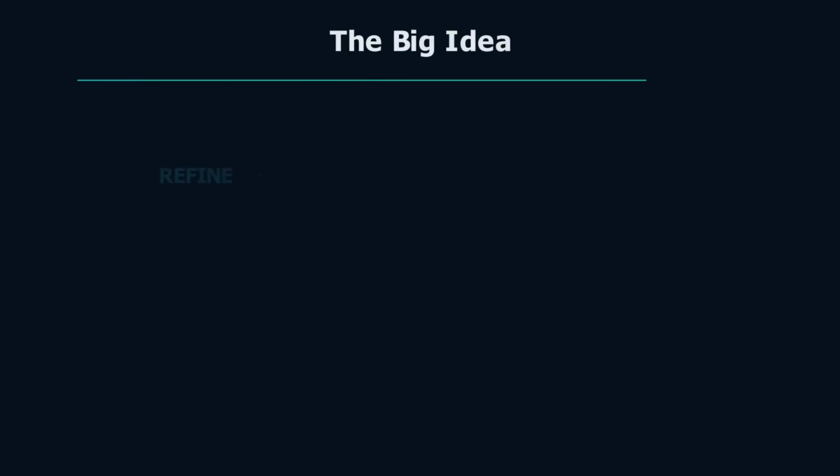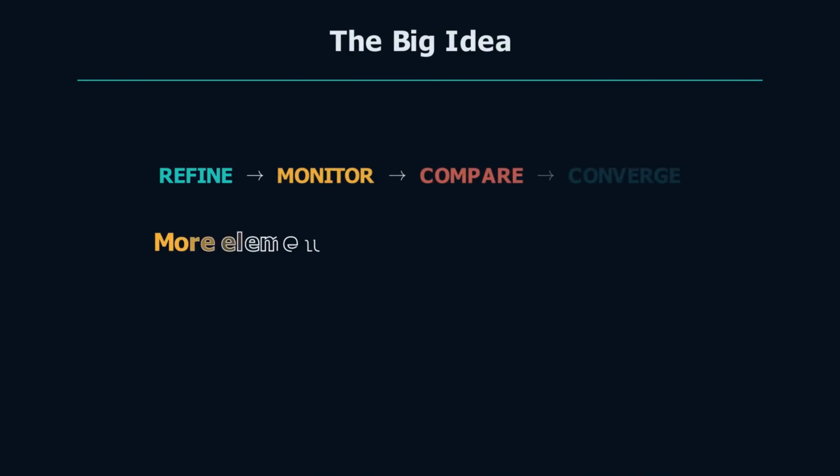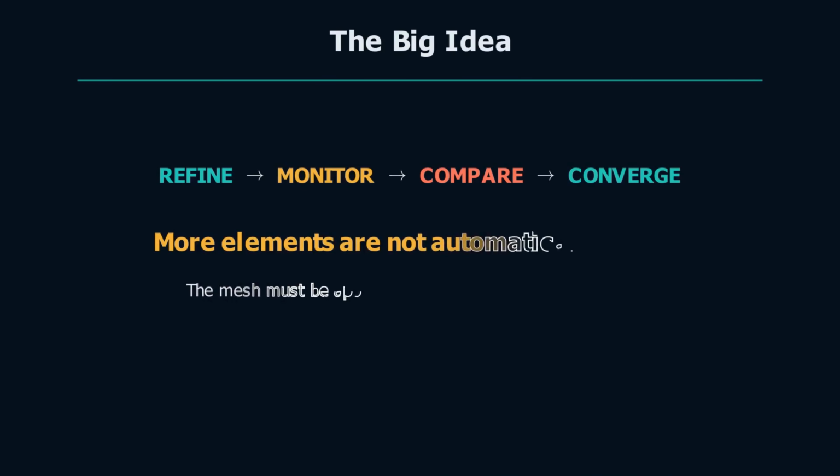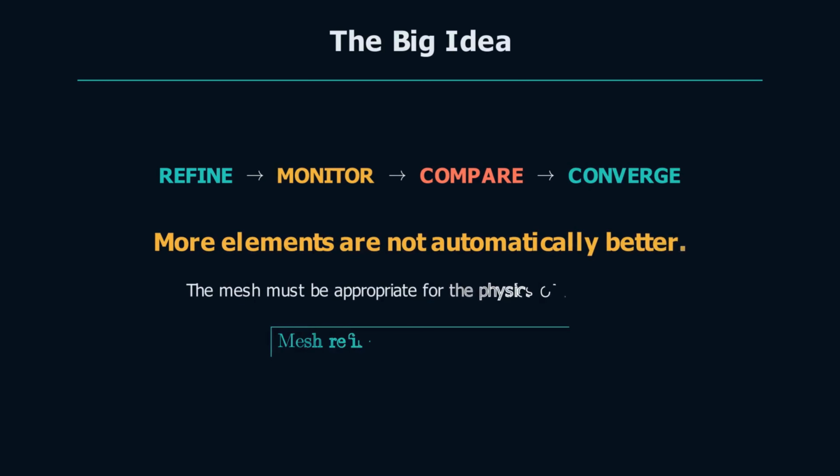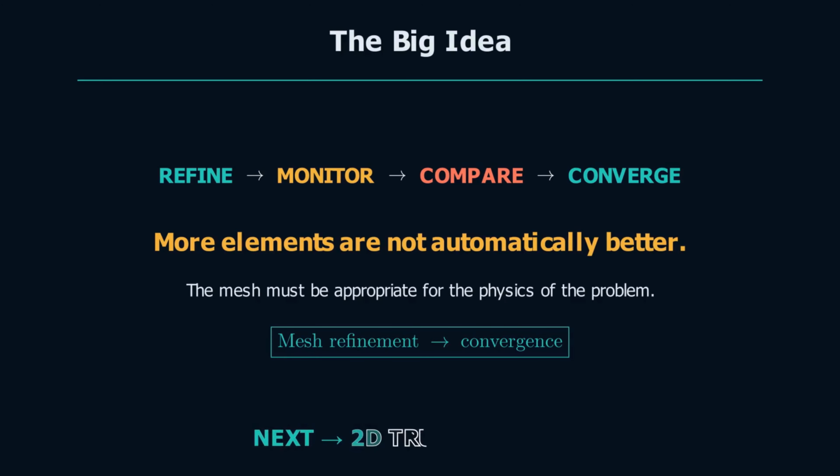So the key lesson is not that we should always use more elements. The real objective is to demonstrate that our important engineering results are sufficiently insensitive to further mesh refinement. For our simple uniform bar, one linear element was already enough. For complicated geometry and rapidly changing stress fields, mesh refinement becomes essential. In the next tutorial, we will move into 2 dimensions and analyze our first truss structure.